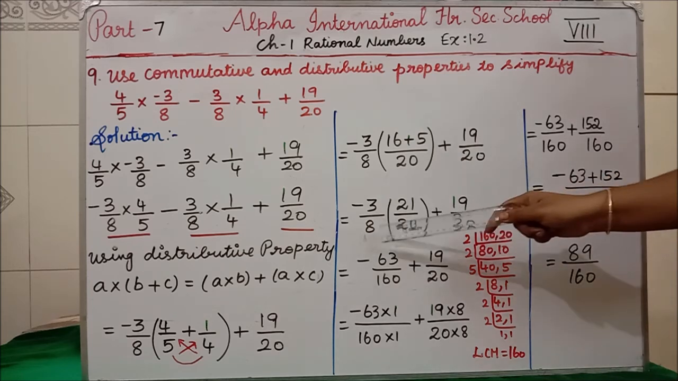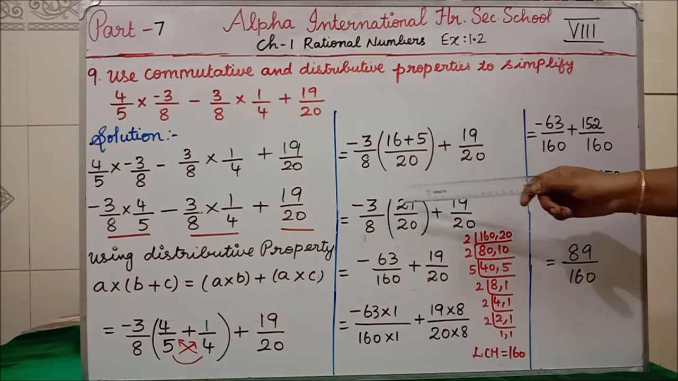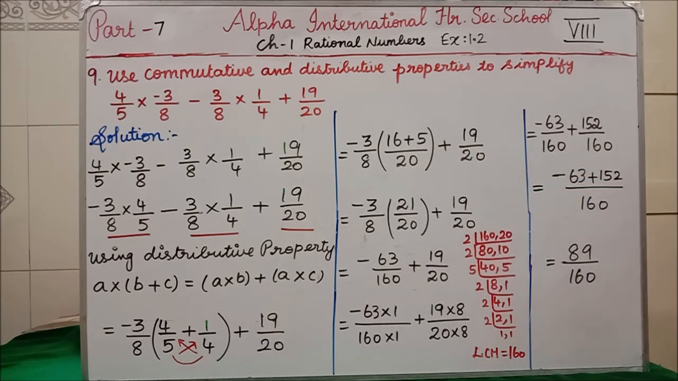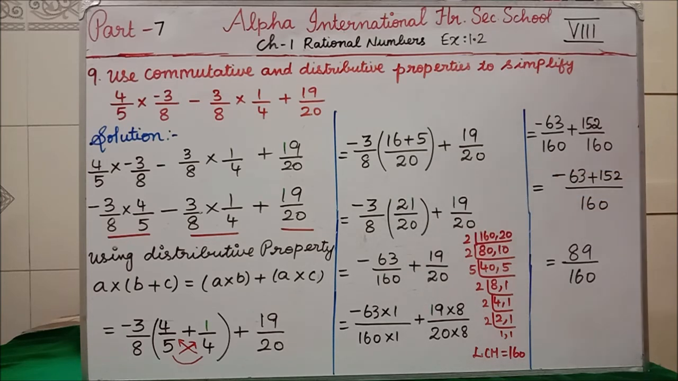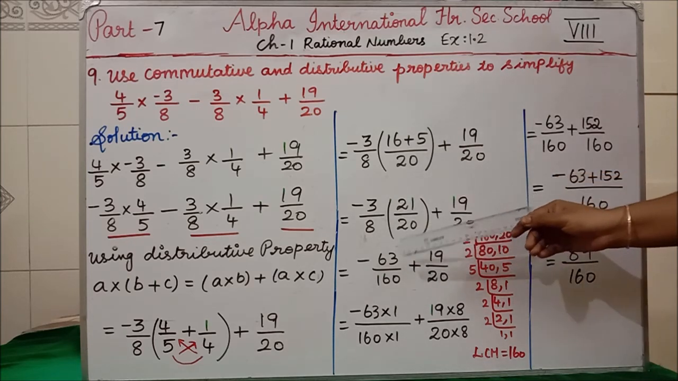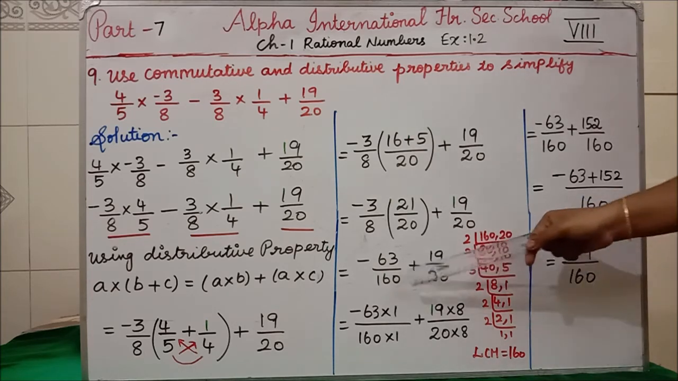Now you see minus 3 by 8, 16 plus 5 is 21 divided by 20, plus 19 divided by 20. Here these two are in multiplication, so I am multiplying minus 3 into 21. Nothing is getting cancelled, so we are directly multiplying. Minus 3 into 21 is minus 63. 8 into 20 is 160. Now 19 divided by 20 I have written, and in between we have a plus sign, but we do not have the same denominator.